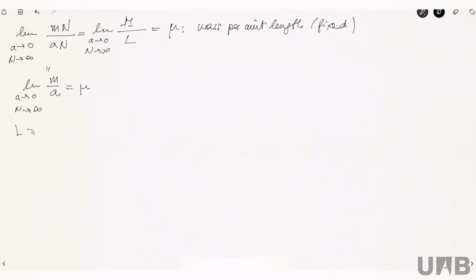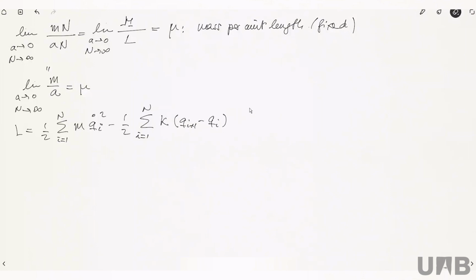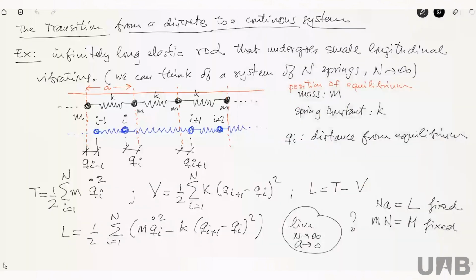So our Lagrangian was 1/2 of the sum from i equals 1 up to n of m qi dot squared minus 1/2 the sum from i equals 1 up to n of k times (qi+1 minus qi) squared. Okay, that's exactly what I had, right? Yes.